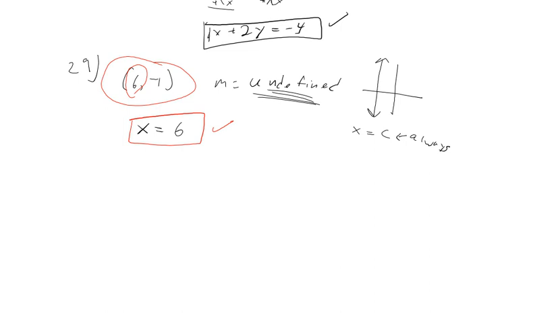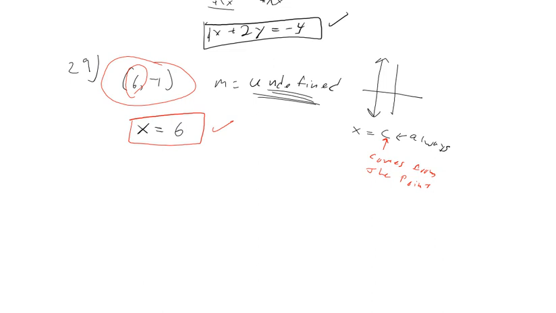When you're given an undefined slope, when your equation is x equals a constant number, this number comes from the point. It comes from whatever point you're crossing. So if I'm crossing 6 comma 1, my answer is x equals 6. 6 is the answer.